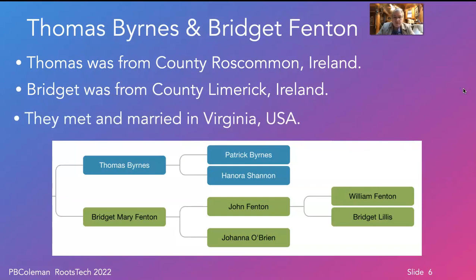Thomas and Bridget met and married in Virginia. It's unlikely that the families knew each other in Ireland, partly because of the distance between County Roscommon and County Limerick, but also because Thomas was about 13 years older than Bridget.